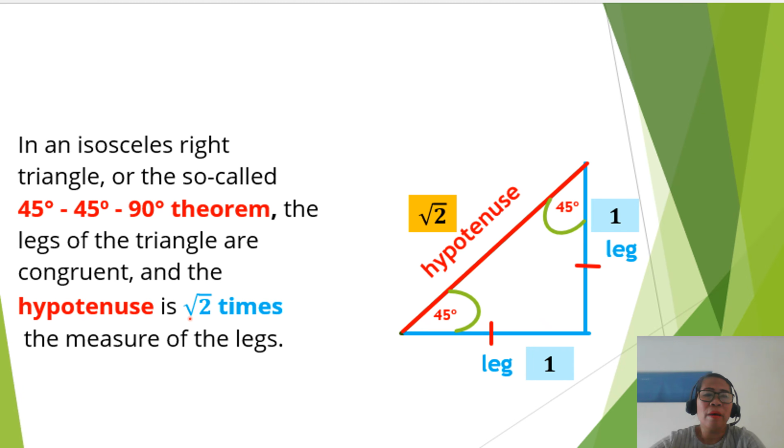And it says that the hypotenuse is square root of 2 times the measure of the legs. Meaning, if the leg is 2, the hypotenuse will be 2 square root of 2. Again, if the leg is 3, the other leg is also 3. And since the hypotenuse is leg times square root of 2, the hypotenuse of a 45, 45, 90 triangle is always the leg times the square root of 2.